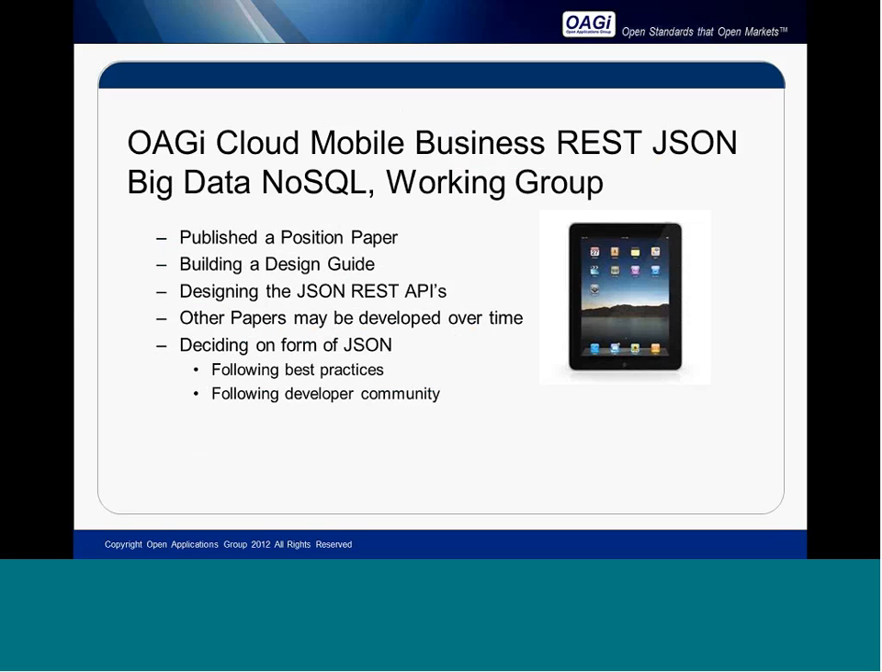So we have published a position paper on this, and you can download that position paper for free. It's on the front of our website. We are building the design guide, and that is the domain of the working group right now. And as I said, we're designing the JSON REST APIs and processing what the JSON BOD architecture, if you can call it that, will look like, and then deciding on our best form of JSON. And we're following our developer community, our end users, and we're actually getting best practices documents from suppliers that our members are using.